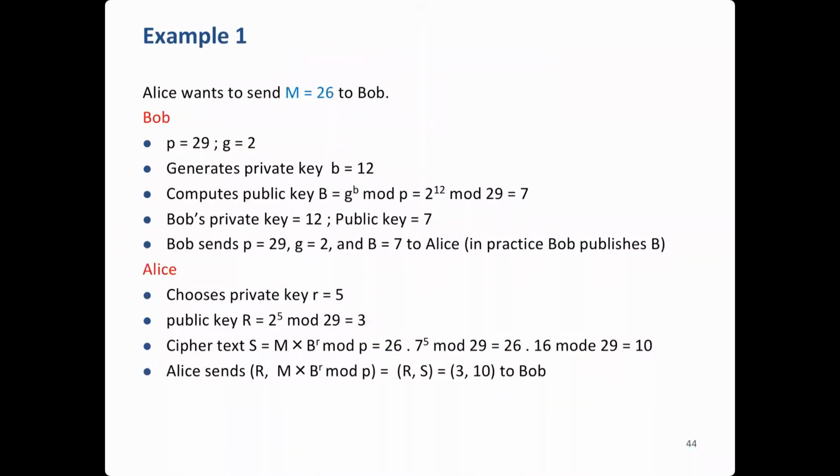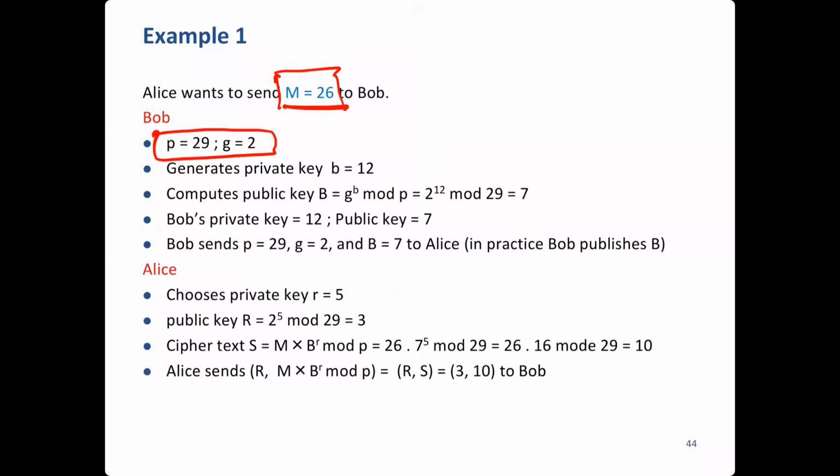Okay. Let's assume that M is 26, which Alice wants to send to Bob. Note that a message is always a number. Now this is a toy example. It means that we are taking very small values. This number could fill hundreds of such pages, or at least tens of such pages. It can be as big as that. Now these are public parameters. P is equal to 29 and G is equal to 2.